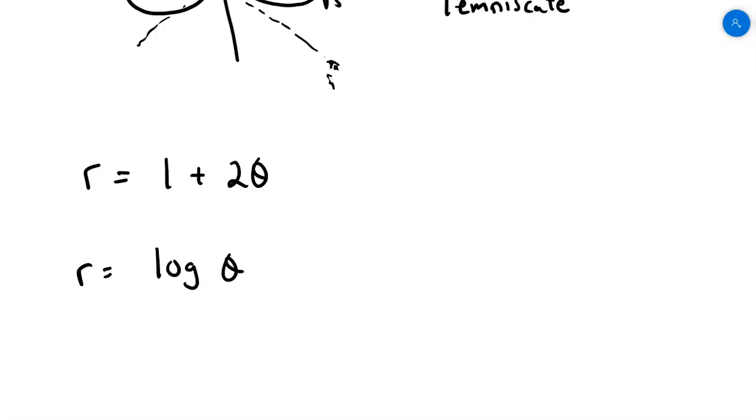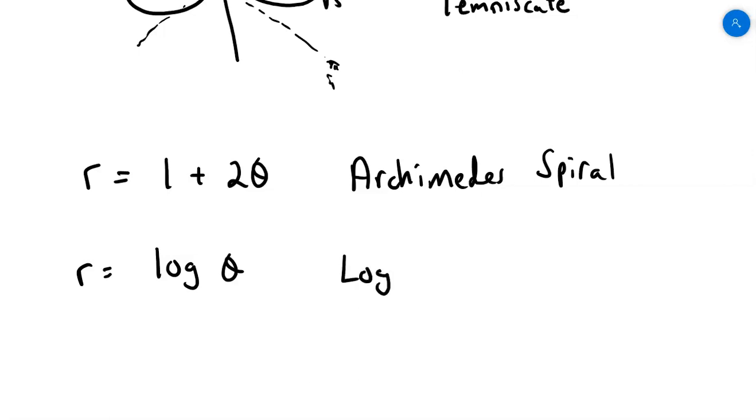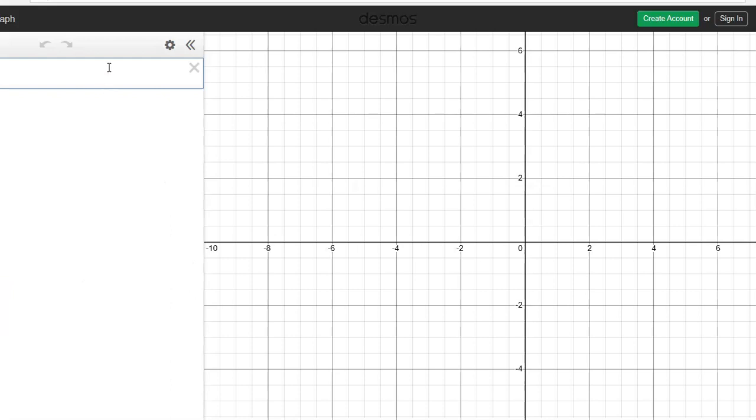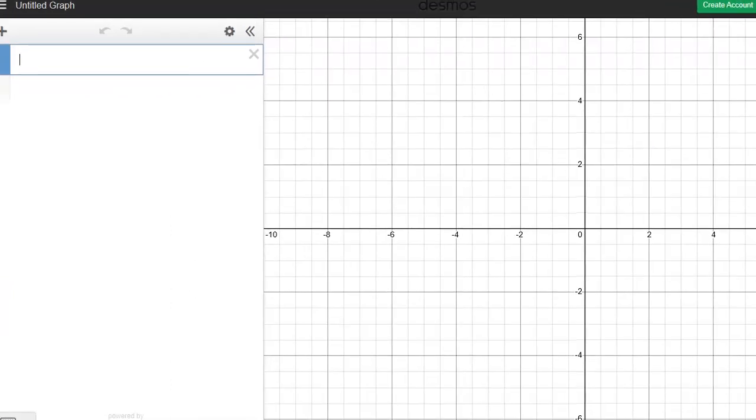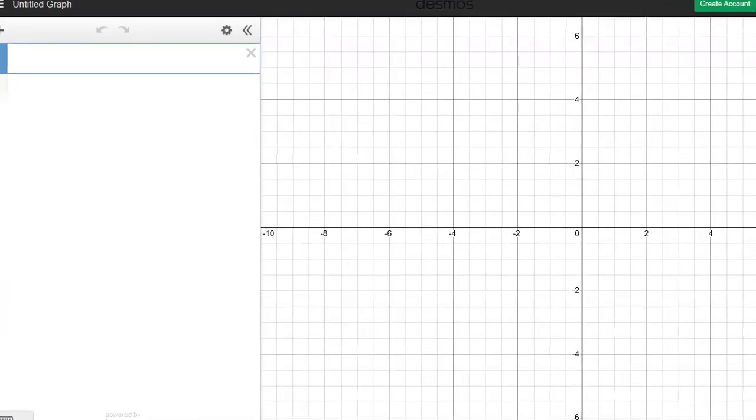Both of those I'm going to graph on Desmos. There are names for each of these things. This first one is called the Archimedes Spiral, named after Archimedes. And this one down here is called the logarithmic spiral. All right, so both of those I'm going to graph using technology because this is not something that you would graph by hand. On Desmos, I can input thetas by typing the word theta.